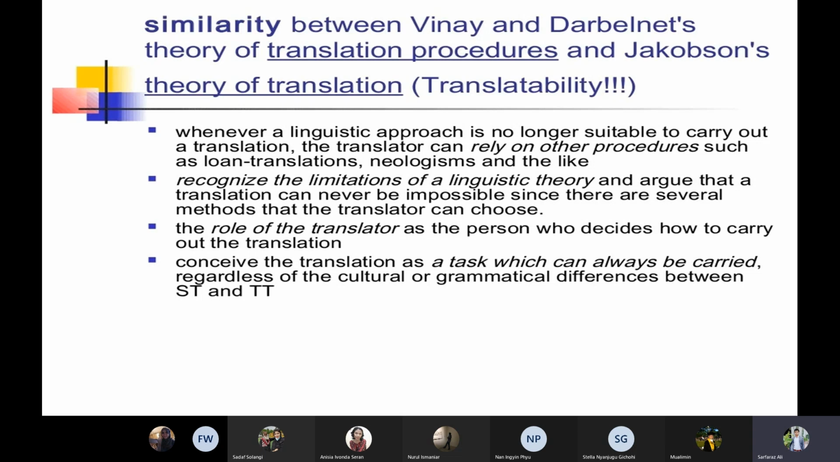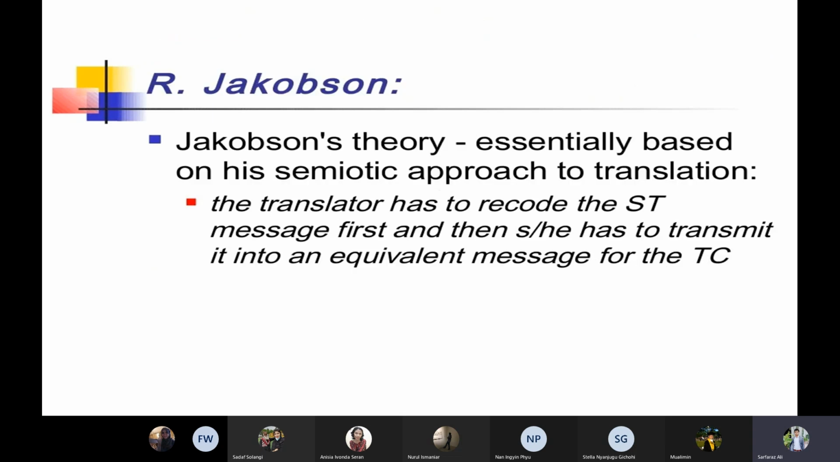The role actually matters. How does the translator play it? Additionally, Jakobson's theory is essentially based on a semantic approach to translation, and the translator has to recode the source language text message first. It is the prerequisite for the translator. He must, according to Jakobson, understand the code which is sent by the source language text, and he or she has to transmit it into equivalent messages for the text.